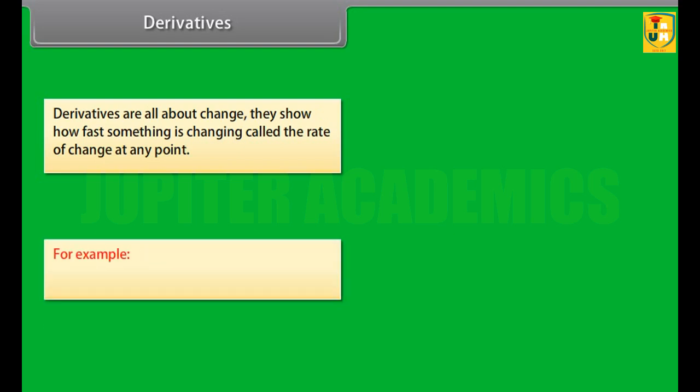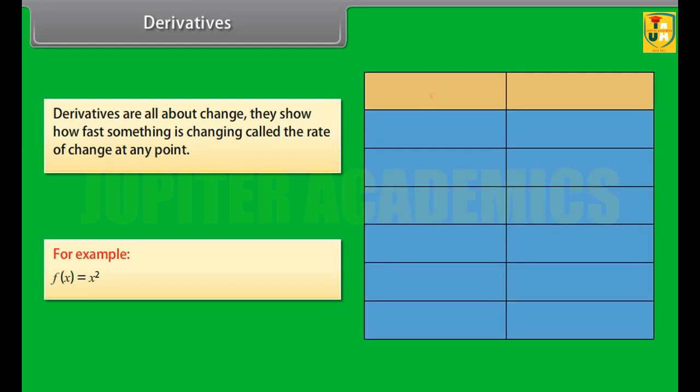The function f(x) is equal to x square. Here are some values. For x is equal to 0, the value of f(x) is 0. For x is equal to 0.5, the value of f(x) is 0.25. For x is equal to 1, the value of f(x) is 1. For x is equal to 1.5, the value of f(x) is 2.25. For x is equal to 2, the value of f(x) is 4. For x is equal to 2.5, the value of f(x) is 6.25.